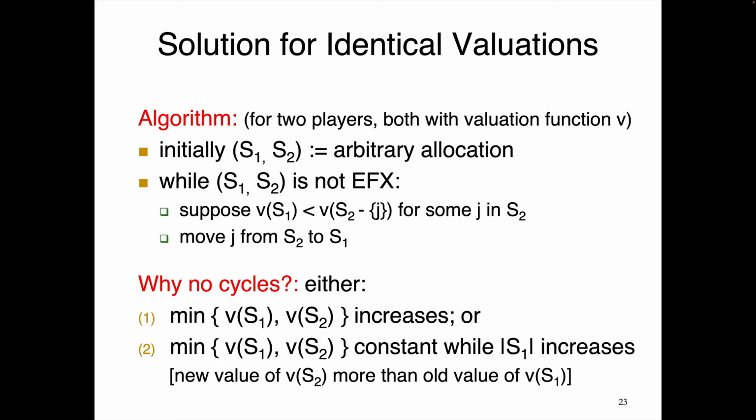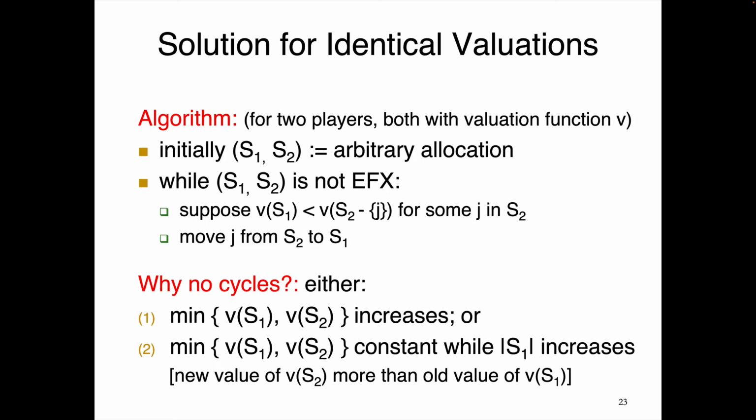So it turns out it can't cycle, which presumably means there has to be some kind of monotonicity somewhere, some kind of potential function argument, and there is. And the quantity we're going to track is the minimum value of the two sets, the minimum value of S1 and S2. Okay, so the claim is this only goes up over time.